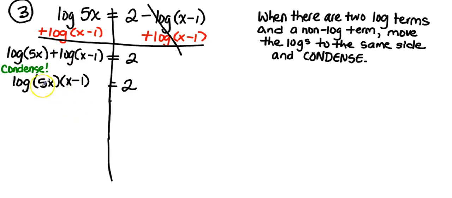Working on some algebra here, let's see, we can multiply this out. So what do we get once we distribute 5x? 5x times x is 5x squared. And now 5x times negative 1 would be minus 5x equals 2.